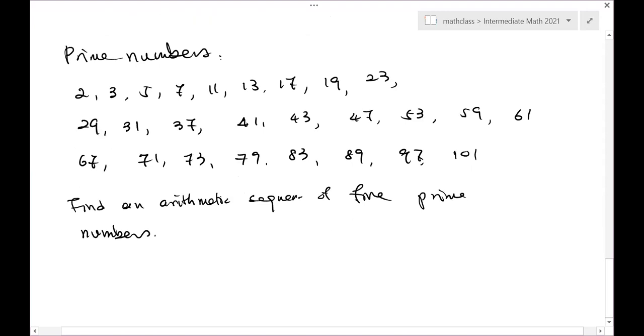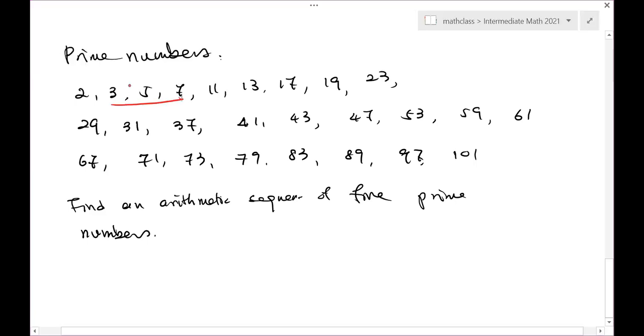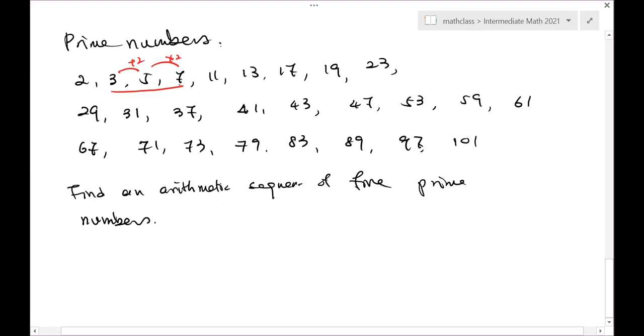So let's see if we are able to figure it out. For example, if you look at 3, 5, 7, this is an arithmetic sequence. It increased by 2. But from 7 to 11, no, unfortunately, because 9 is not prime. It's not necessary to be consecutive prime numbers.